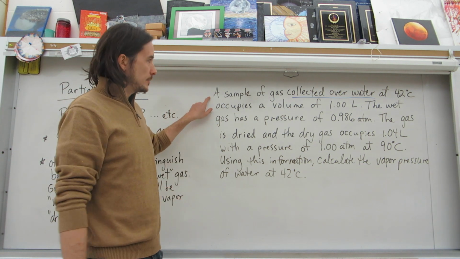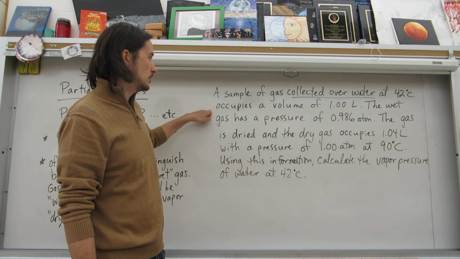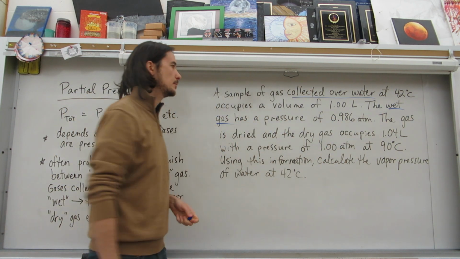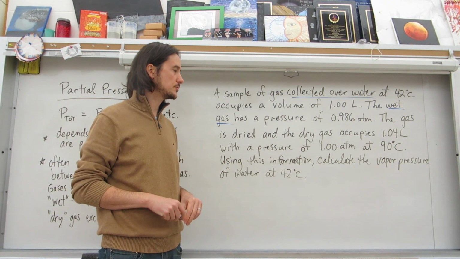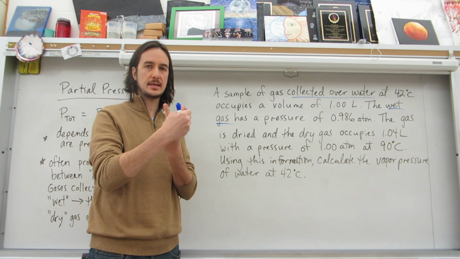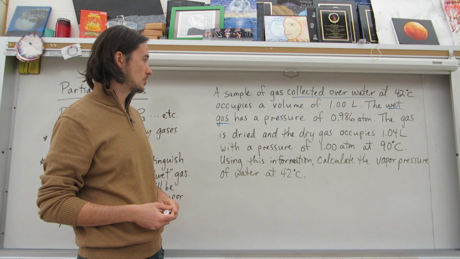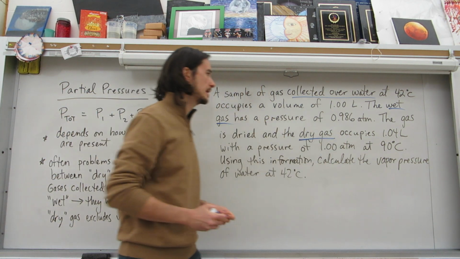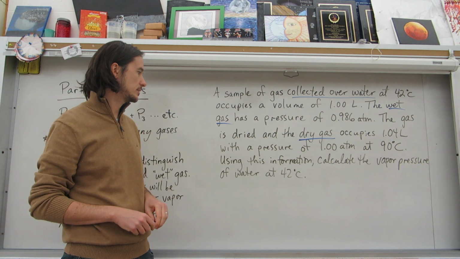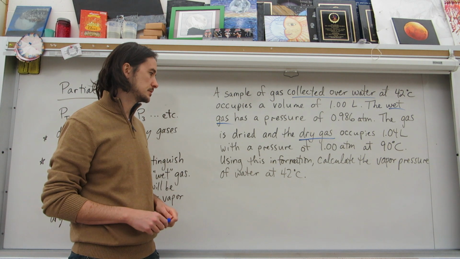So, a sample of gas collected over water at 42 degrees Celsius occupies a volume of 1 liter. The wet gas has a pressure of 0.986 atmospheres. Just to point out, this wet gas has 2 gases present, 1 gas and the water. The gas is dried, and the dry gas occupies 1.04 liters with a pressure of 1 atmosphere at 90 degrees Celsius. Calculate the vapor pressure of water at 42 degrees Celsius.